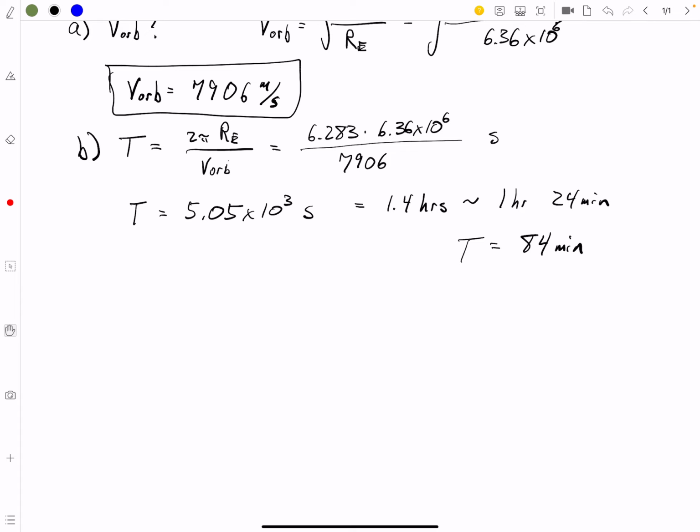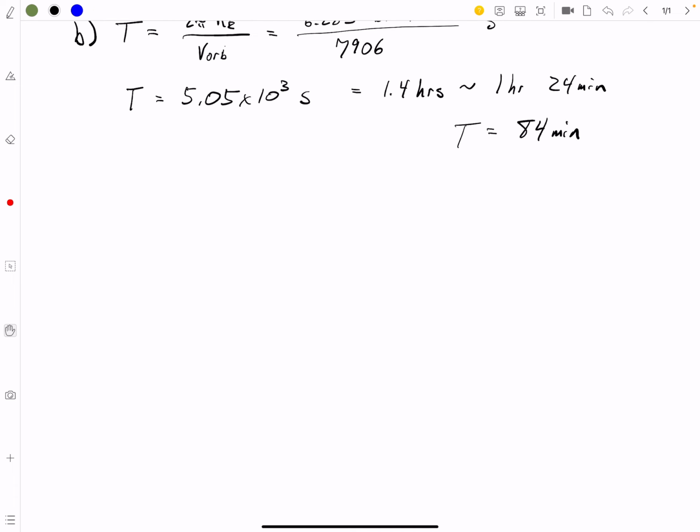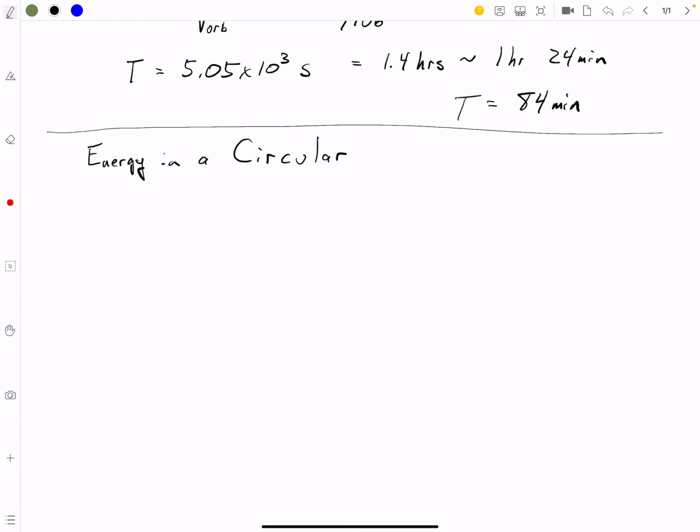Okay, so what's our energy in a circular orbit? Oh, that's always fun. So let's look at our energy in a, and I'm saying that it's circular. We talked about it earlier, but I'm going to point it out again. Energy in a circular orbit. Okay, we're not dealing with ellipticals.